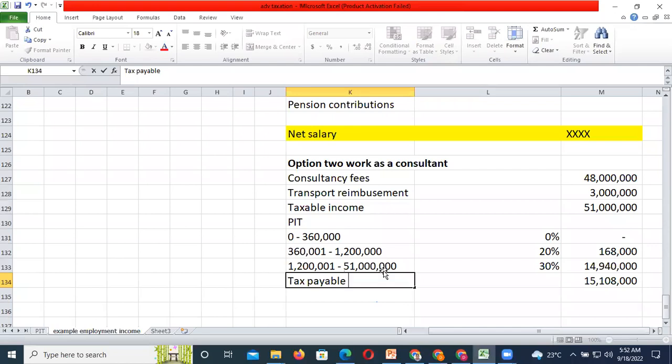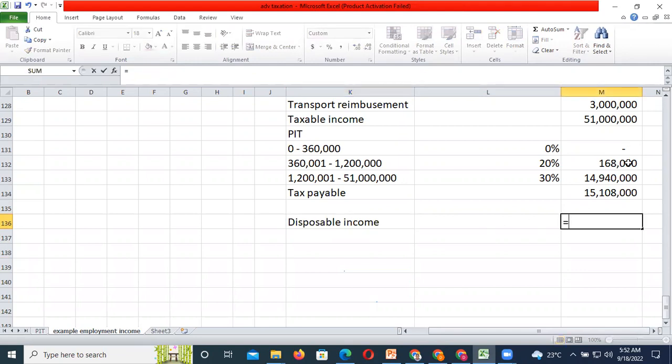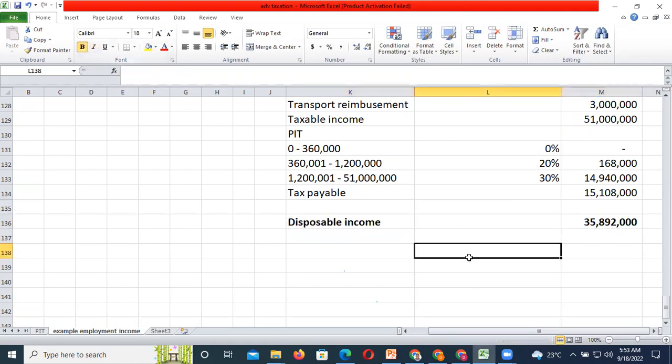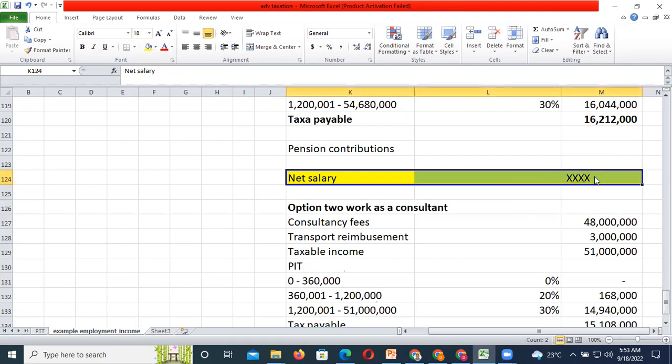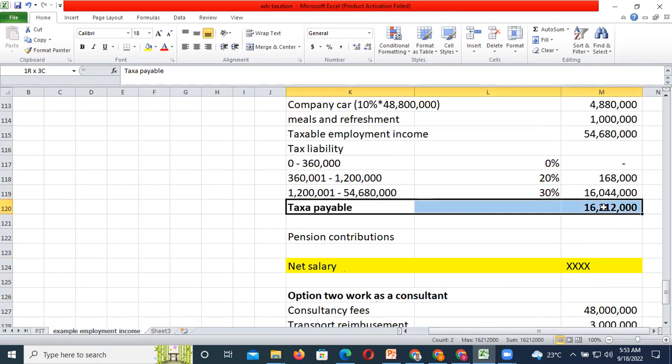Now this one, you don't calculate pension on a business income. We don't calculate pension. It means his disposable income, the disposable income, is going to be this minus this. So that will be the disposable income available. Now, our decision is going to be based on this, because this will be the disposable income here, and the tax here, and the tax here.